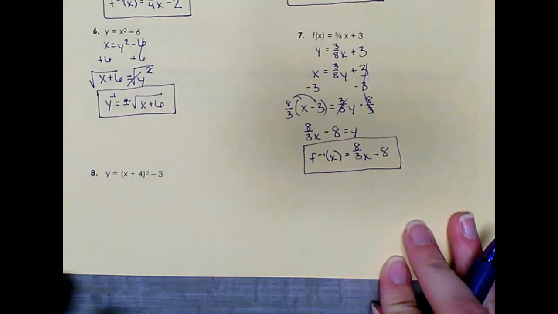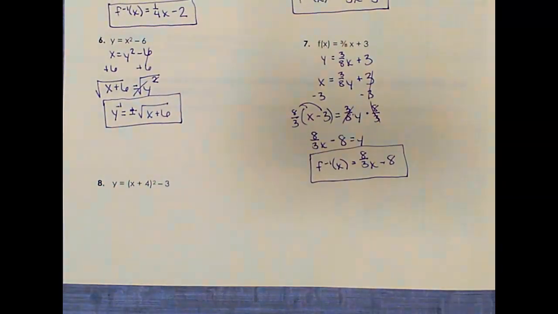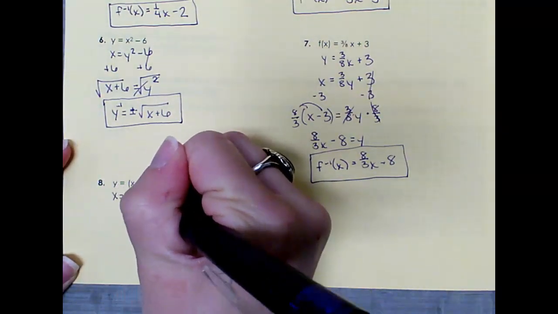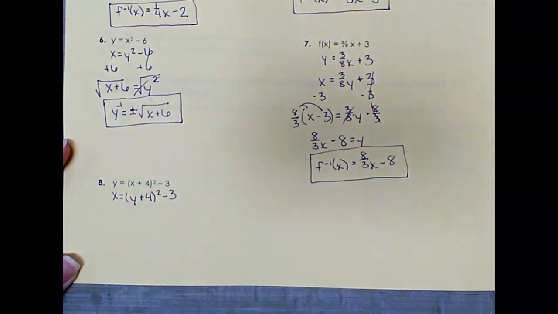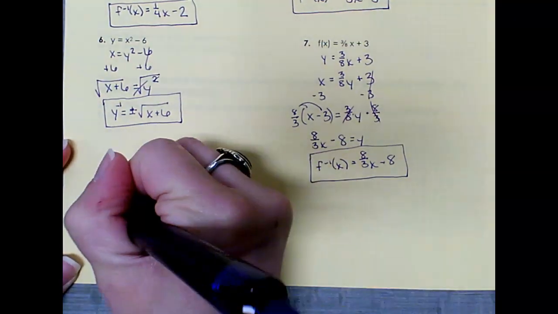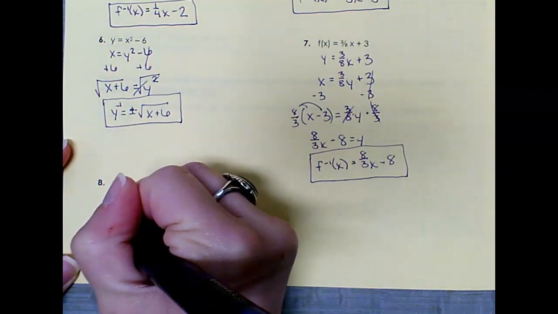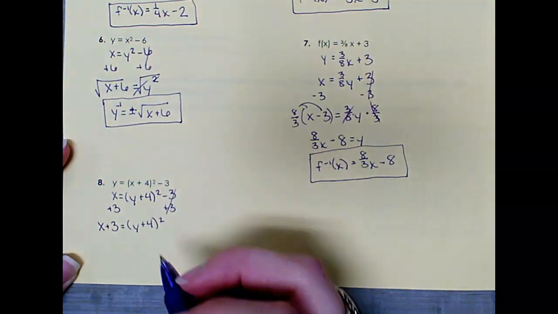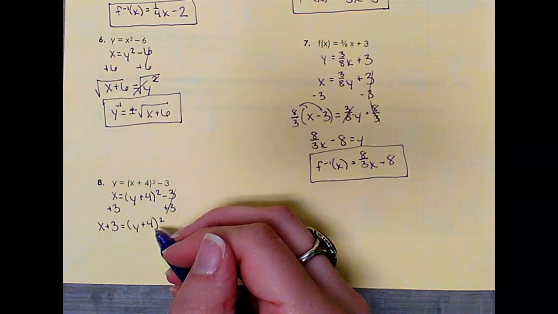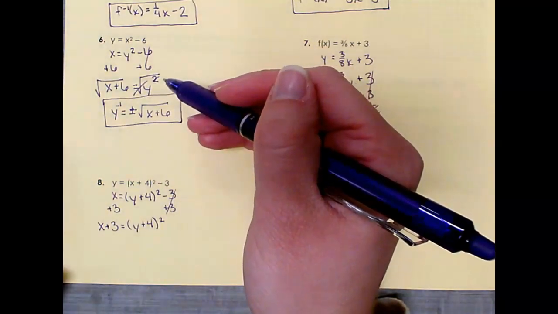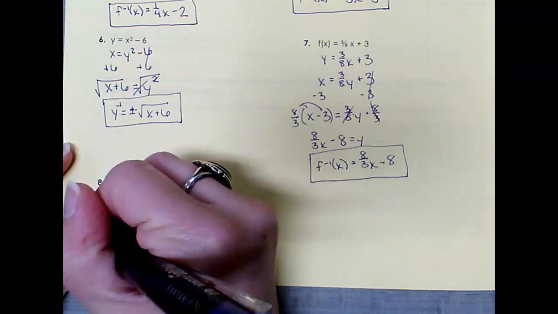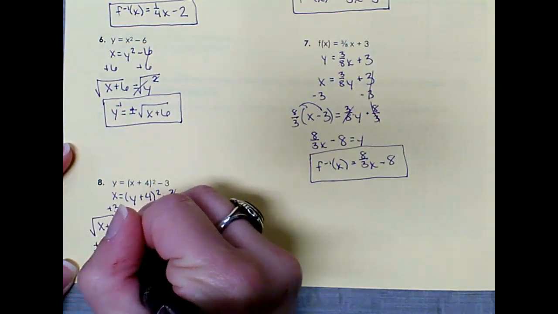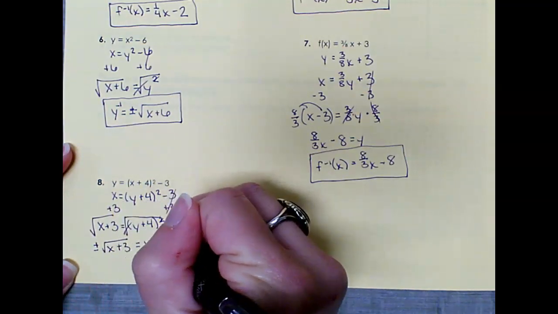Last problem on the front has a squared, so keep that in mind. We're going to switch x and y. We're going to move the constant. We need to undo the squaring that happens. So how did we do that in the last problem? How do you unsquare something? You square root. So we have plus or minus square root of x plus 3 equals y plus 4.